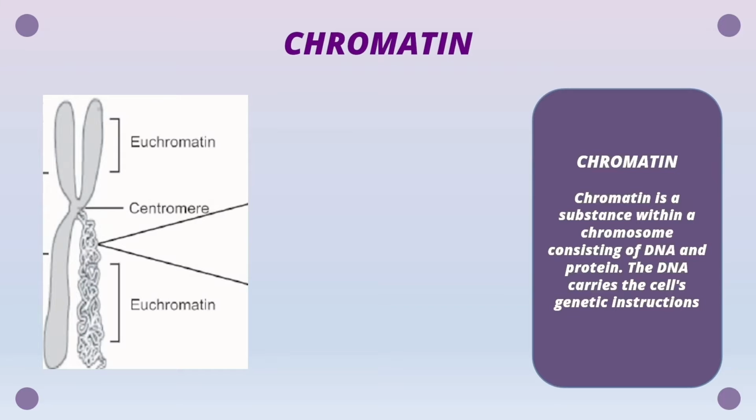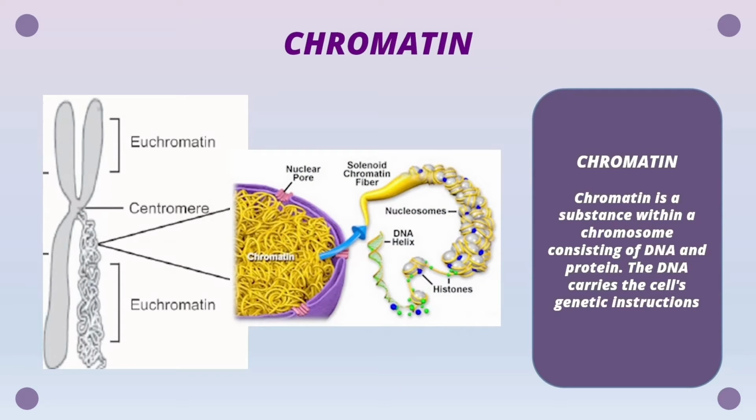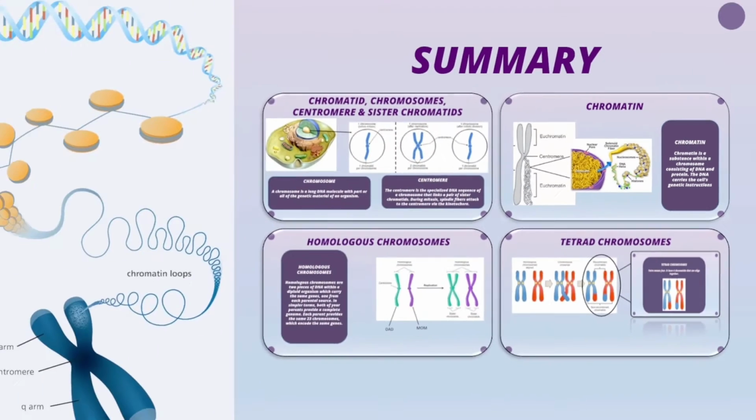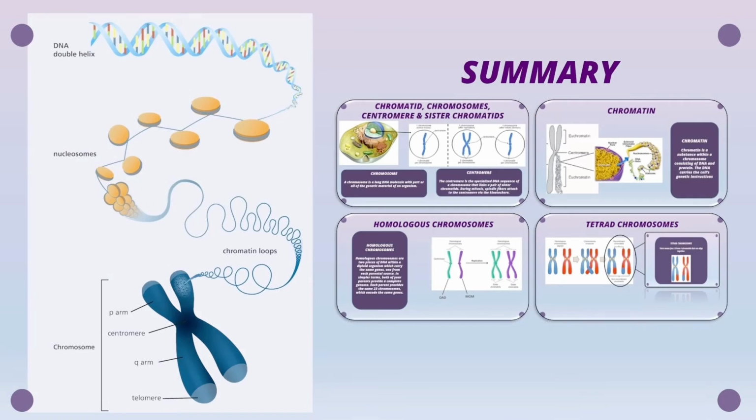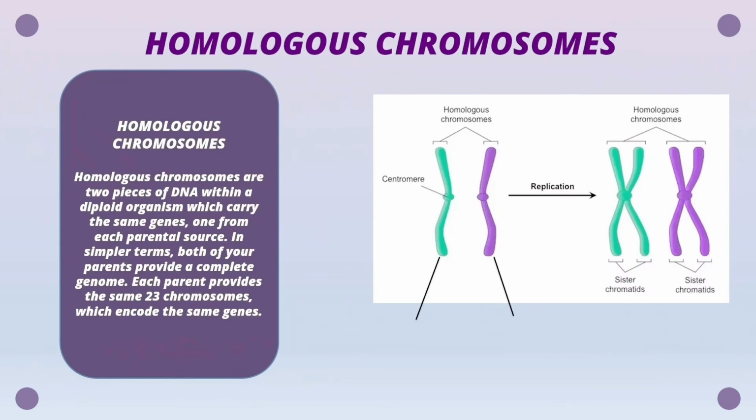Chromatin is a substance within a chromosome consisting of DNA and protein, which are called histones. So, chromatin is actually a semi-condensed form made of DNA plus proteins. Homologous chromosomes are two pieces of DNA within a diploid organism which carry the same genes, one from each parental source. In simpler terms, both of your parents provide a complete genome.